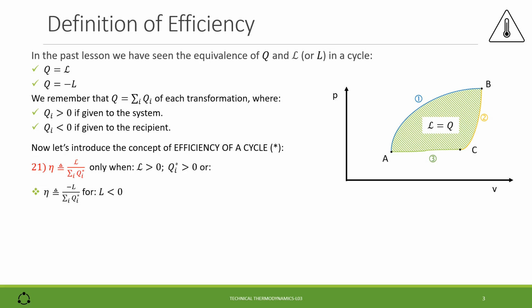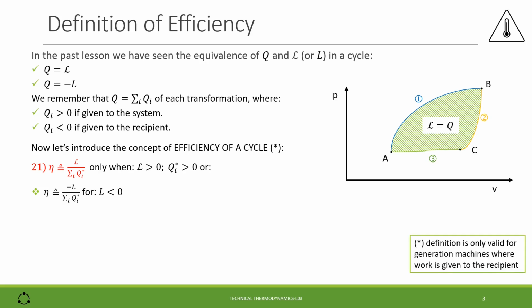Or we can define the efficiency as the ratio between negative technical work and the sum of Qi star for technical work negative. This definition is valid only for generation machines, where the work is given to the recipient. That is the reason for the signs.